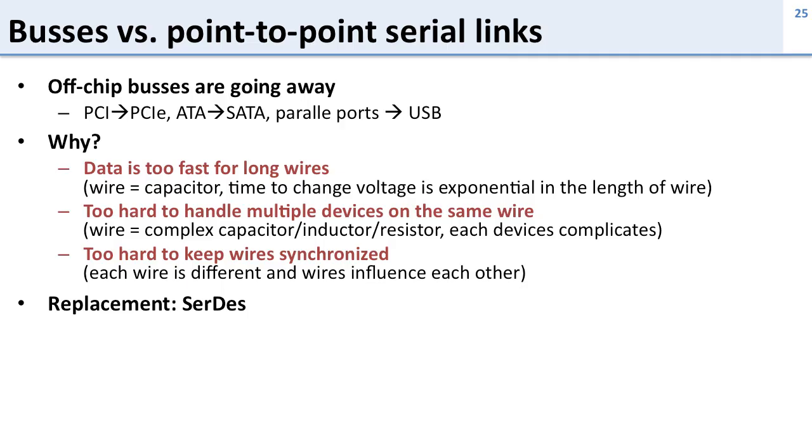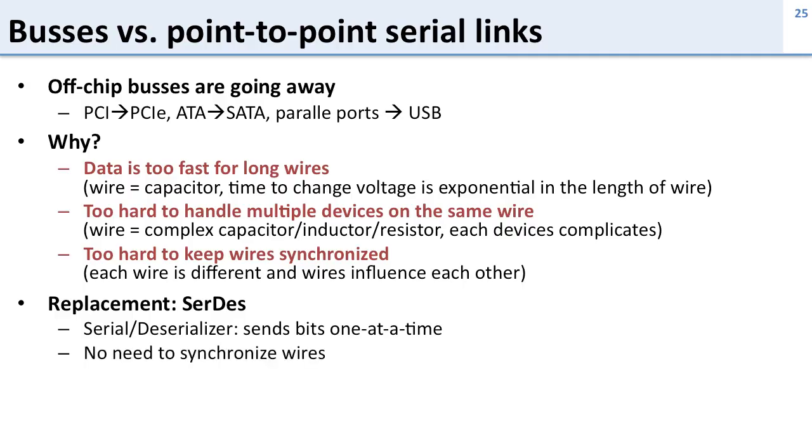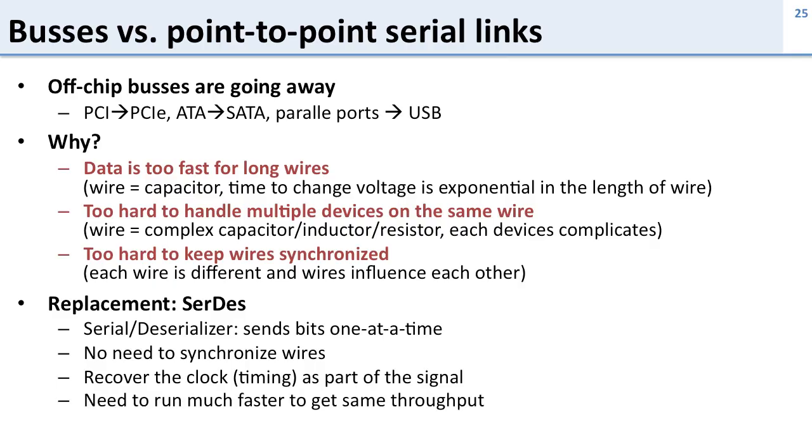So the replacement, as we talked about, is serial communication, or SERDES. This stands for serializer/deserializer, and the idea here is we send 1 bit at a time. So there's no need to synchronize the wires because we're only sending 1 bit at a time. We figure out the clock as part of the signal. This is well known how to do, although it is tricky. But we do need to run much faster to get the same throughput. So if we're replacing a 32-bit bus with 32 wires with 1 serial link, that serial link has to run 32 times faster to send as much data.